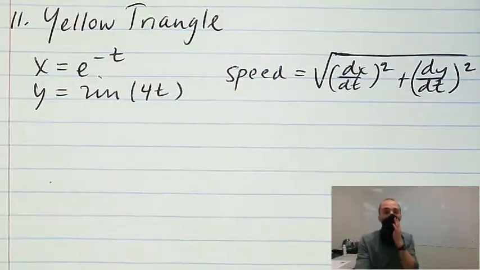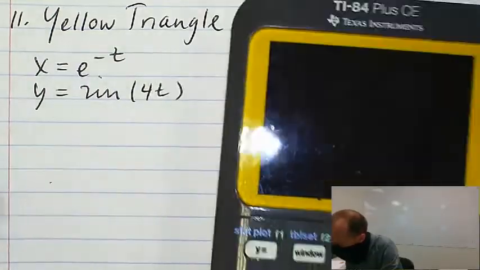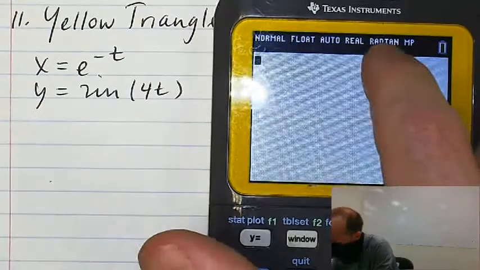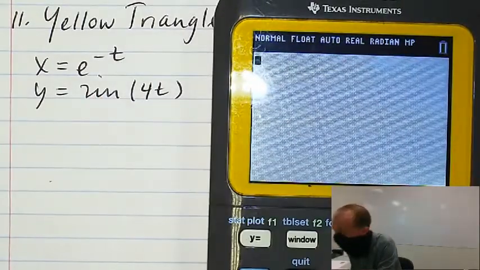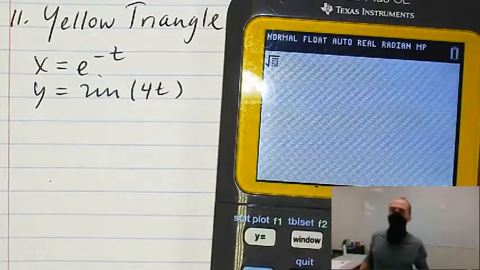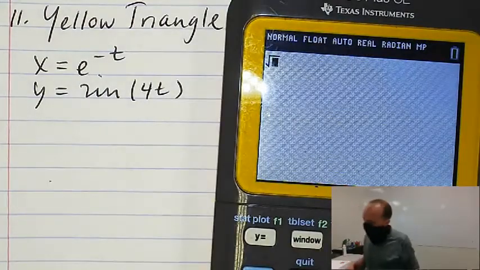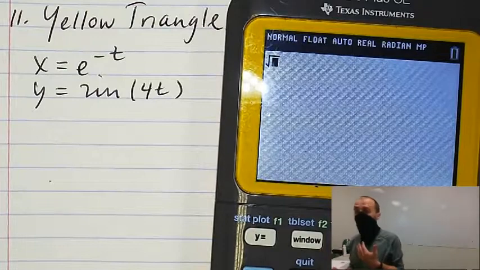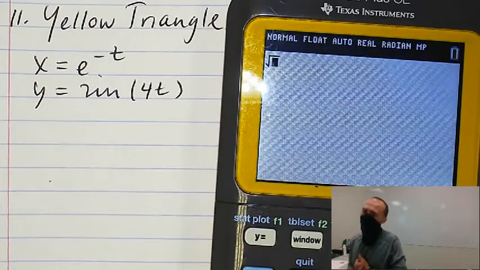Okay, so if I want to find out what that is at time t equals 1.2, I'm going to check and make sure I'm in radian mode because I am dealing with some trig here. I'm going to bring in a square root. And because this is a multiple choice problem, I probably shouldn't be using y1, y2 all that much.